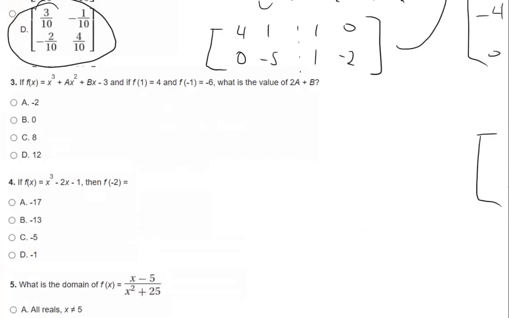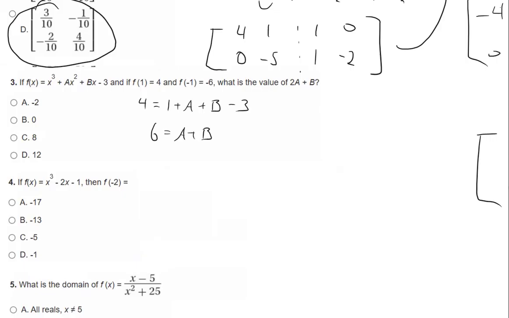Number 3, f of x is x cubed plus a x squared plus b x minus 3, f of 1 is 4, f of negative 1 is 6. What is 2a plus b? Looks like we just need to plug in the values. So we would get 4 is equal to 1 cubed, which is 1, plus a times 1 squared, which is just a, plus b times 1, which is just b, minus 3. And we can simplify this to, this would be a minus 2 on the right-hand side. So 6 is equal to a plus b. Okay?